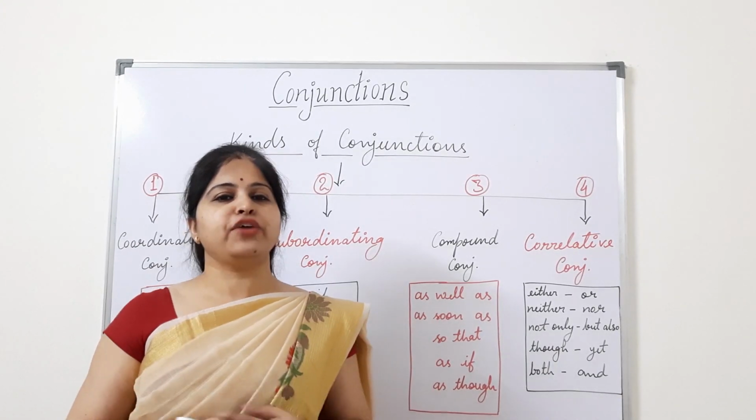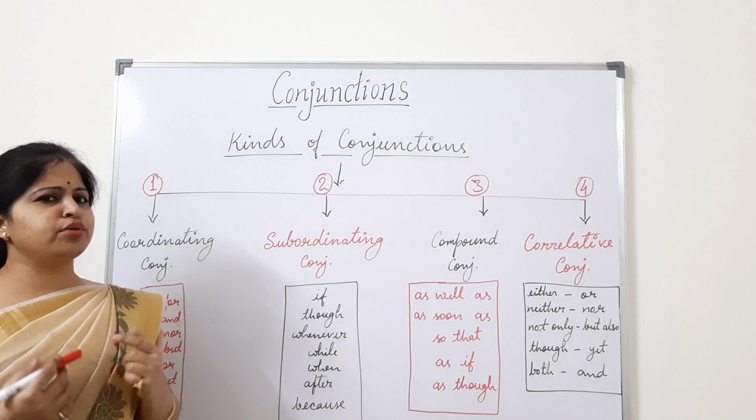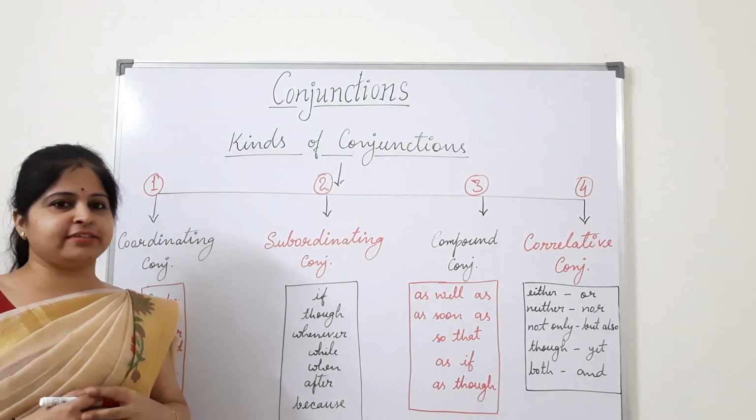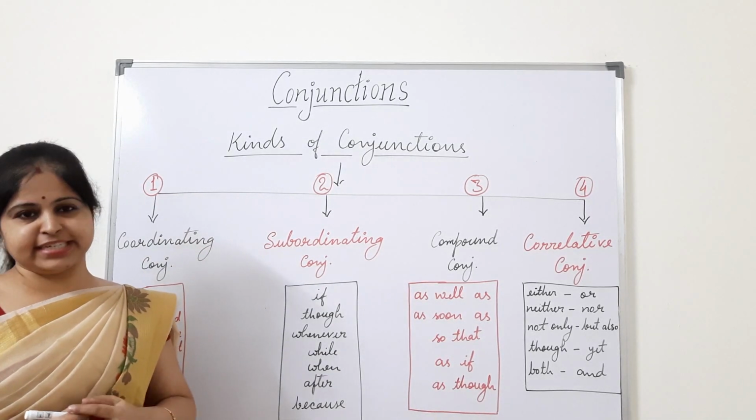Okay children, so now we have learnt about all four kinds of conjunctions. We also know about the easy tricks for how to find any kind of conjunction in a sentence.